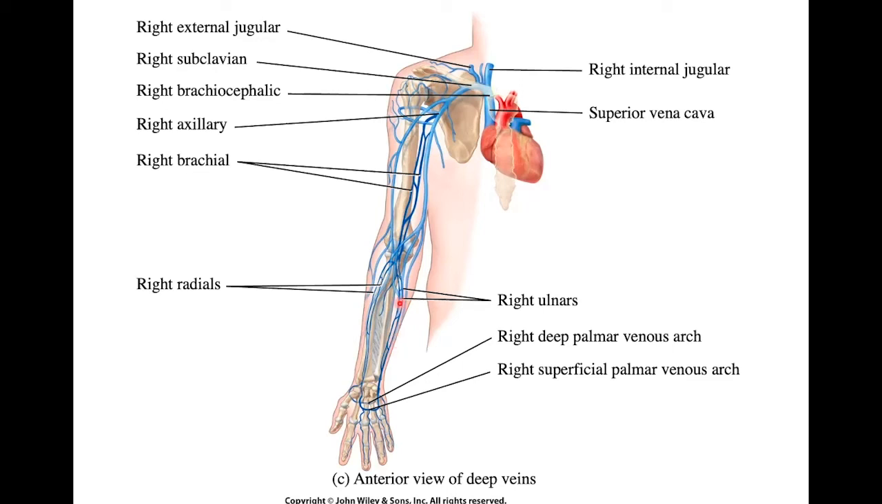And the right radials and ulnars then connect directly to the deep and the superficial palmar venous arches. So ultimately, blood from the palm of the hand is going to be draining back into either the right radials or right ulnar veins. Ultimately, those then are going to drain directly into the right brachial vein, which drains into the axillary, subclavian, brachiocephalic, superior vena cava.